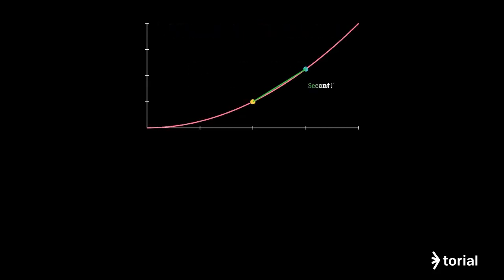Derivatives become clearer when we animate the concept of instantaneous rate of change. The derivative is the limit as h approaches 0 of the difference quotient. We start with a secant line connecting 2 points on the curve. As the second point approaches the first, the secant line becomes a tangent line representing the instantaneous rate of change.